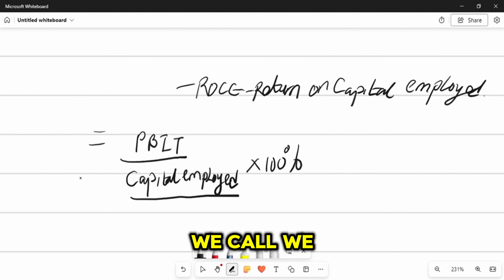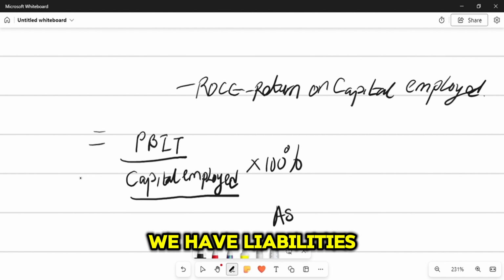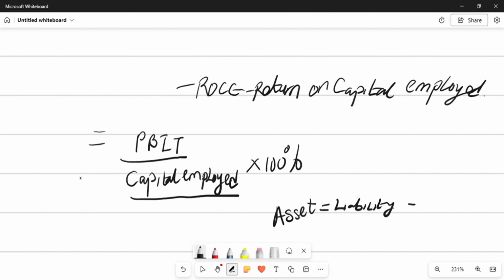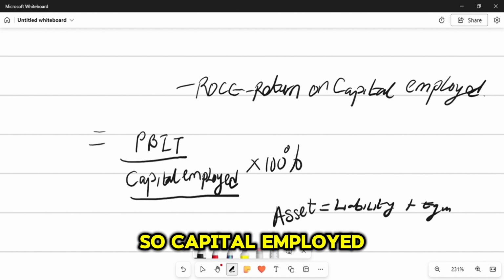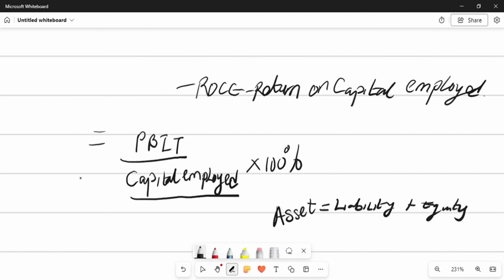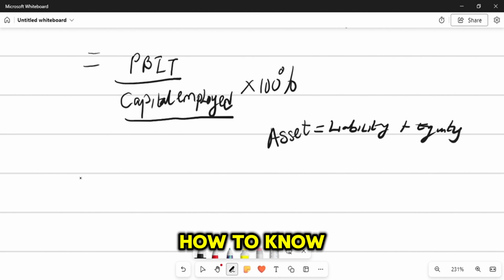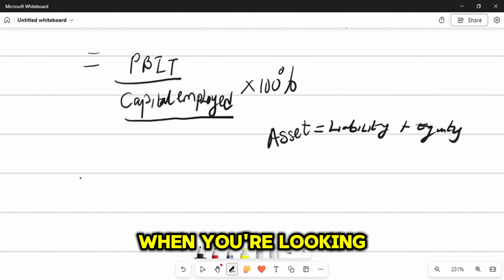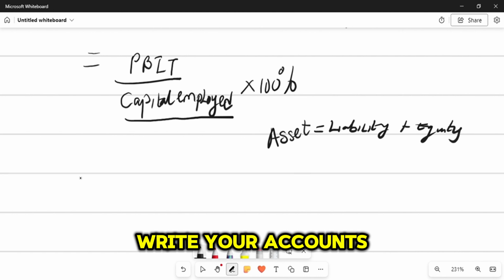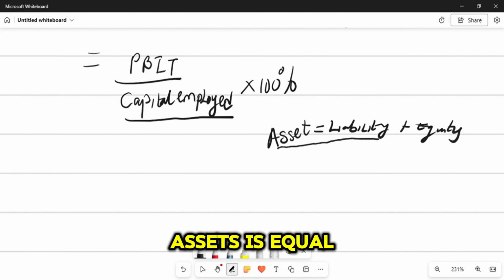In the financial statements, we have the assets, we have liabilities on the other side, and we have the equity, right? So capital employed is not always directly given. So there comes an issue in coming to realize what capital employed actually is. So I'm going to teach you an easy method on how to know capital employed so you don't get confused in the exam hall. When you're looking for your return on capital employed, which is your return on profit on the capital employed, you're going to write your accounting equation like this: assets is equal to liabilities plus equity. So now we're going to break this down.